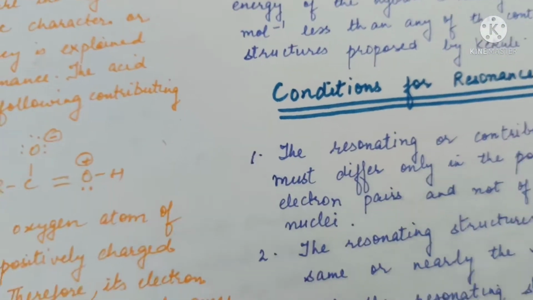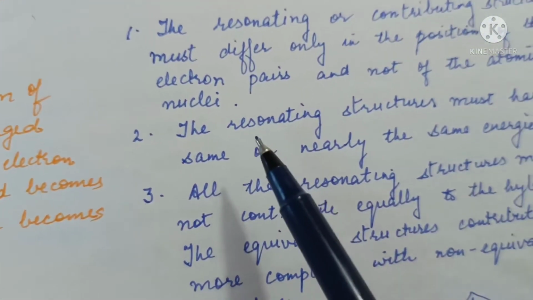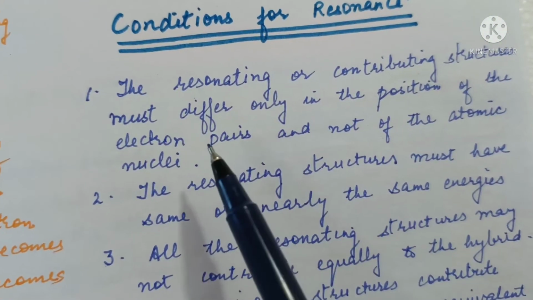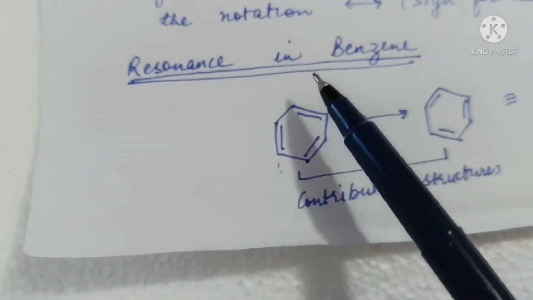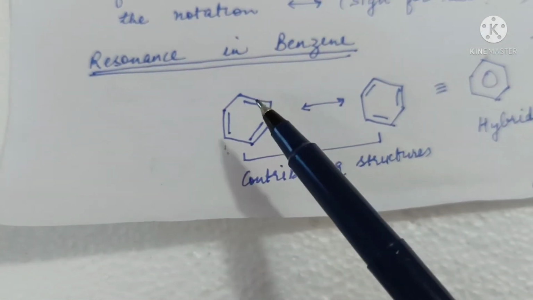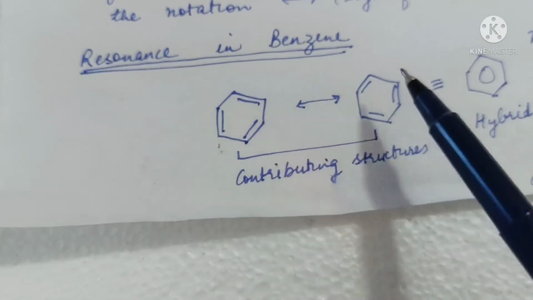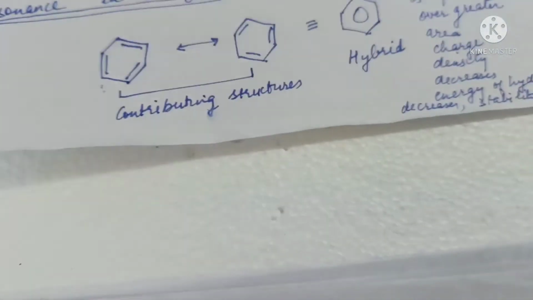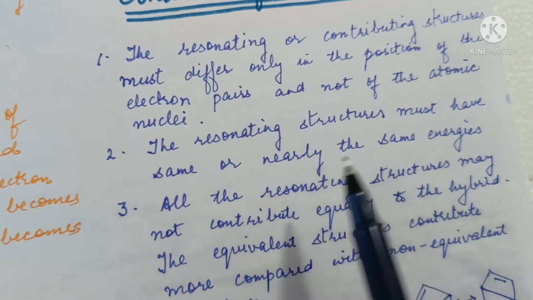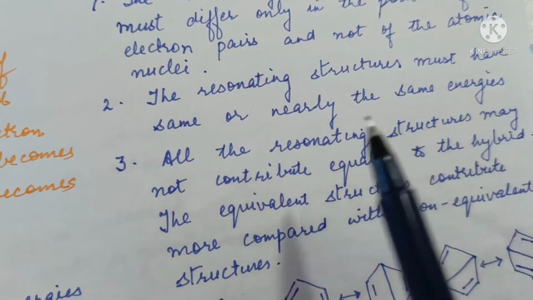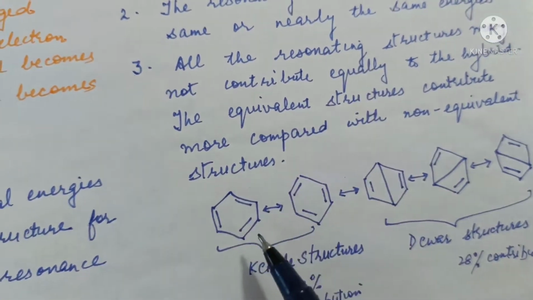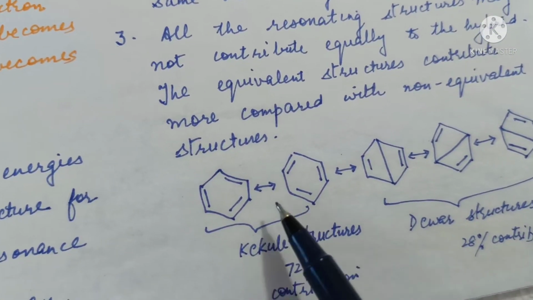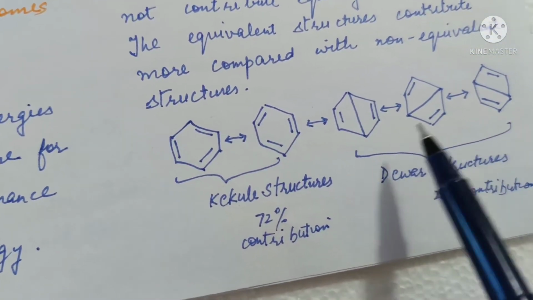Conditions for resonance. The resonating or contributing structures must differ only in the position of electron pairs and not of the atomic nuclei. The atoms remain in their position, only the electrons move from this position to this position. Then resonating structures must have the same or nearly the same energies. All the resonating structures may not contribute equally to the hybrid. Equivalent structures contribute more as compared with non-equivalent structures.